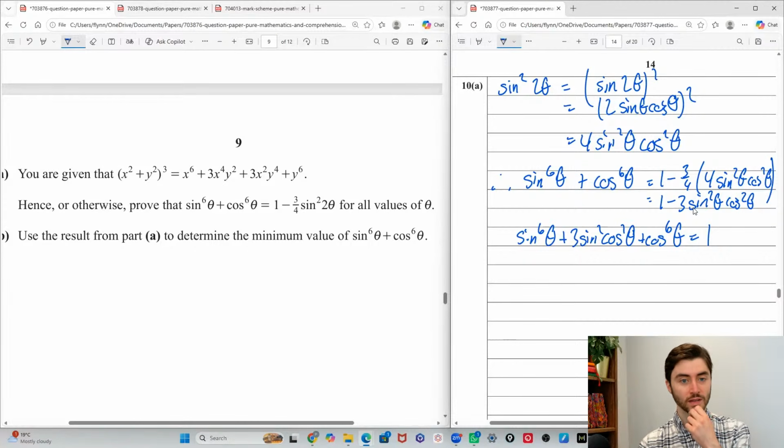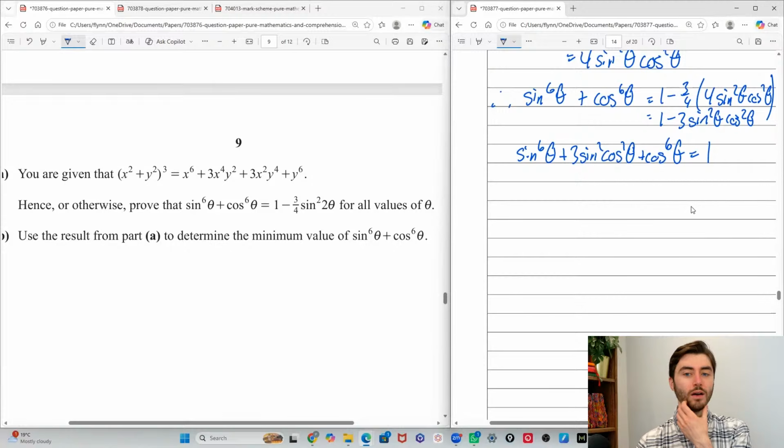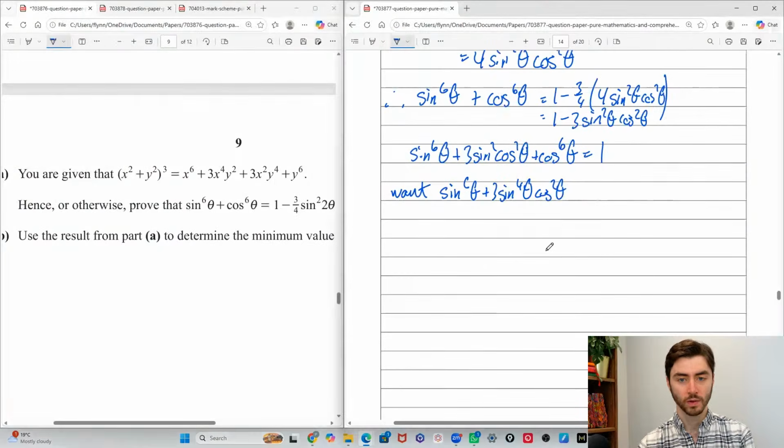Listen, guys, this is going to be utterly insane right now. But hear me out. What I'm going to do, because I know what I want: sine 6 theta plus 3 sine 4 theta cos squared theta. In fact, let me move this across because I need some working space. So I want that, and 3 sine squared, sorry, not x.